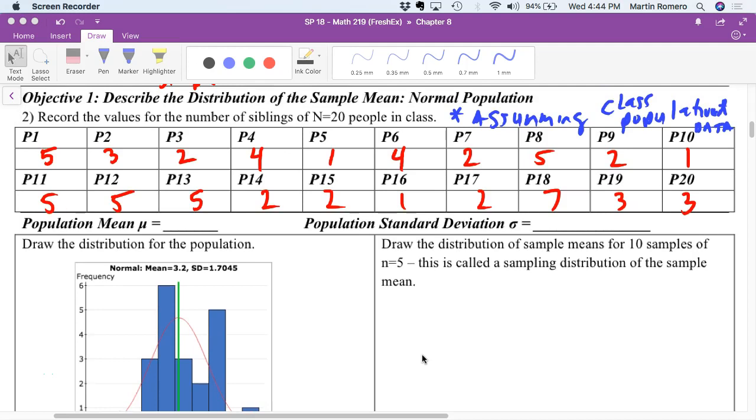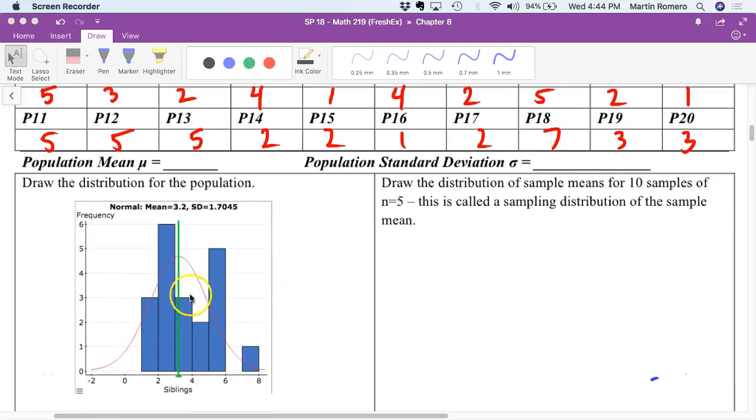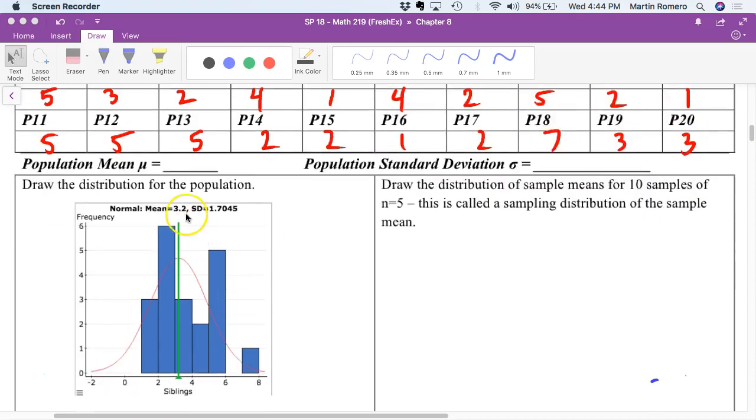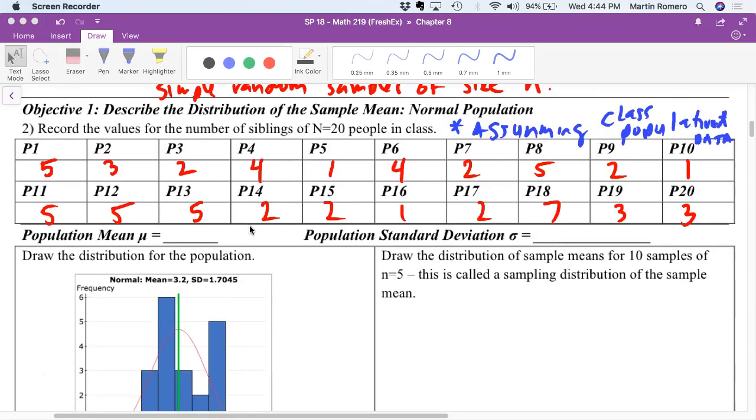So what we have here is the picture of the distribution of this population. Again, assuming this is the class population data. The mean number of siblings we have in the class is 3.2, brothers and sisters, standard deviation 1.705. And this is what we calculated here.